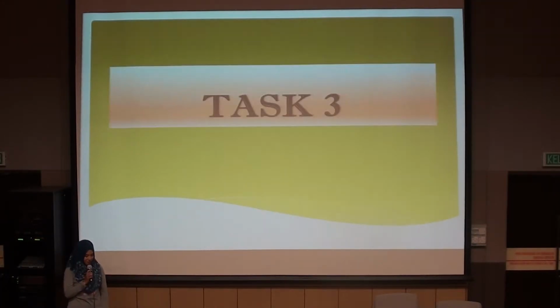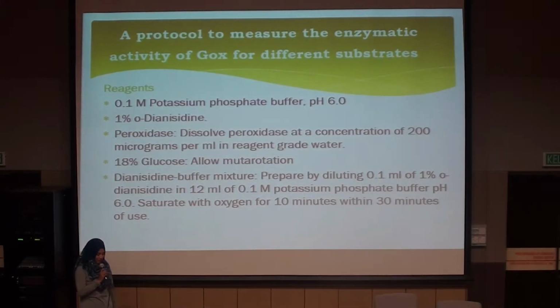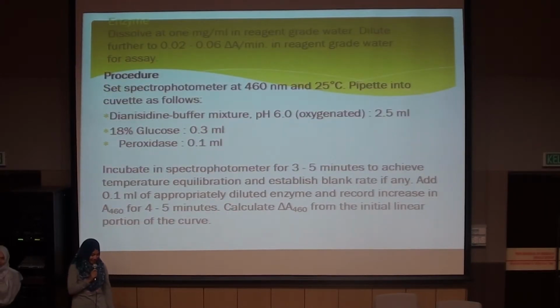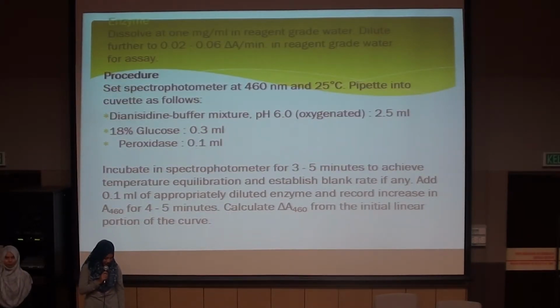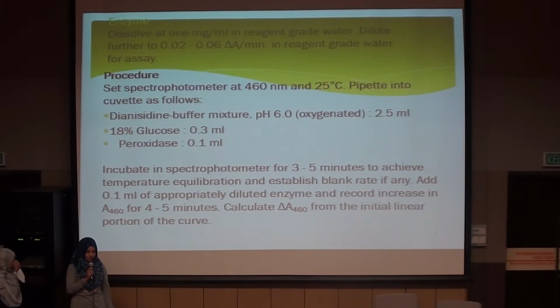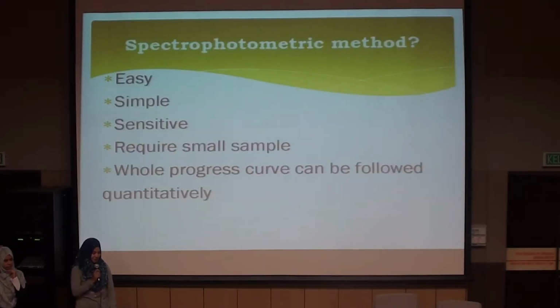Next, I will continue with task 3. A protocol to measure the enzymatic activity of GOX for different substrates. The reagents needed are here, and the procedure is to set the spectrophotometer at 460 nanometer and 25 degrees. We use this spectrophotometer because it is easy and simple, sensitive, and requires a small sample.